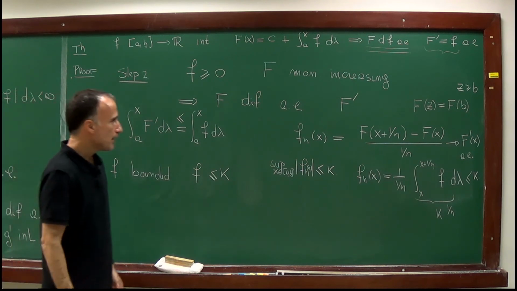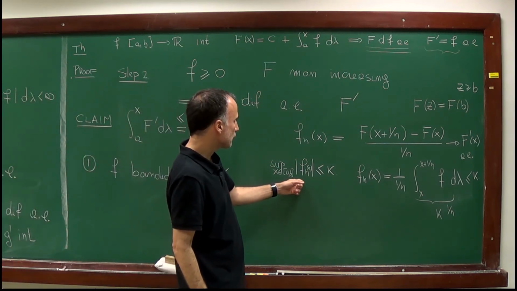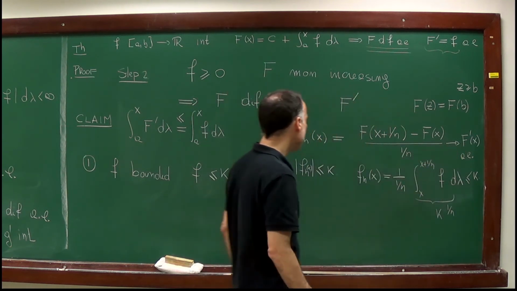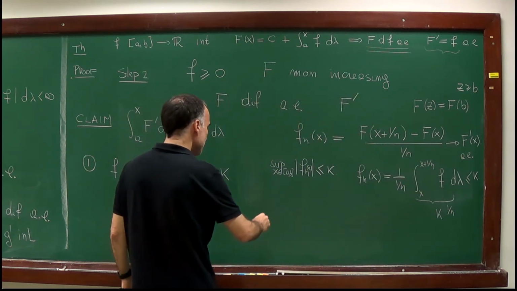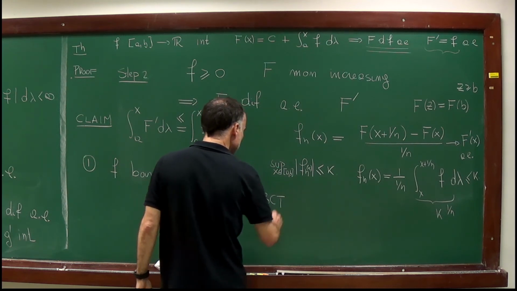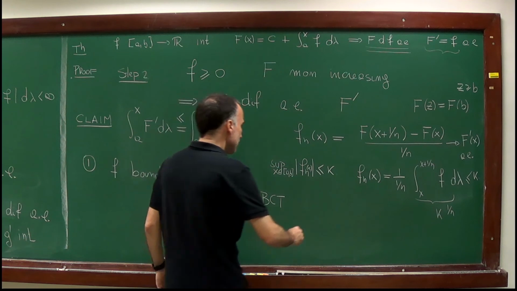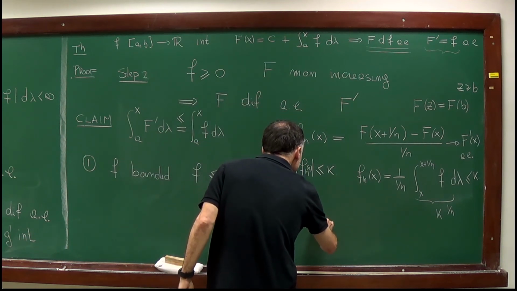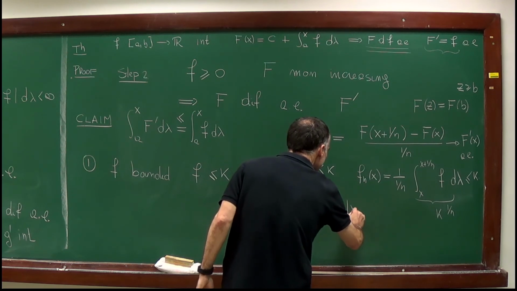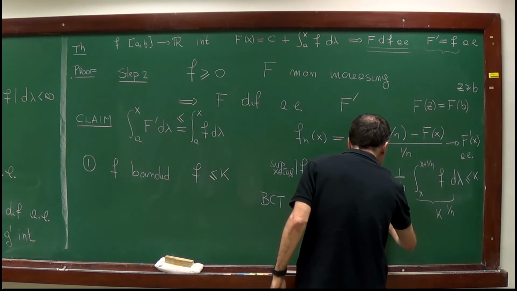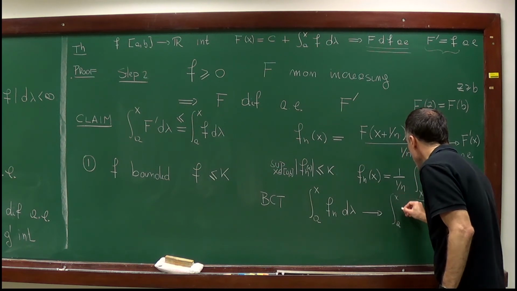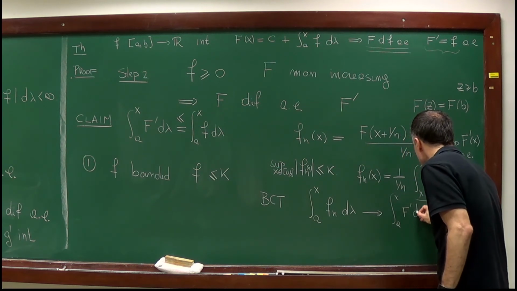And therefore, I can apply the bounded convergence theorem from F_n to F prime. So I know that by the bounded convergence theorem, the integral over the interval a to x of F_n d lambda is converging to the integral from a to x of F prime d lambda.